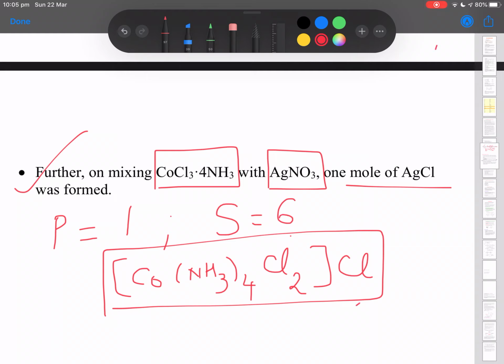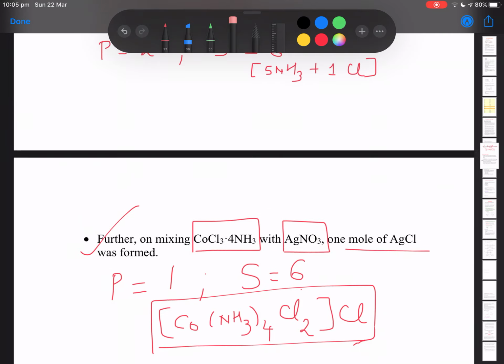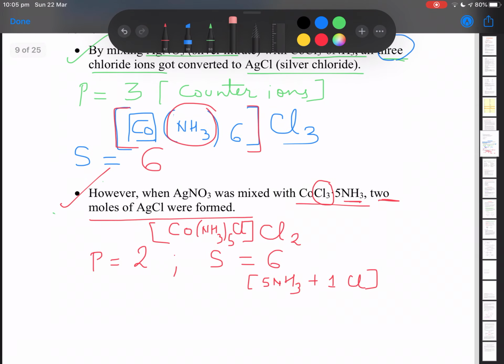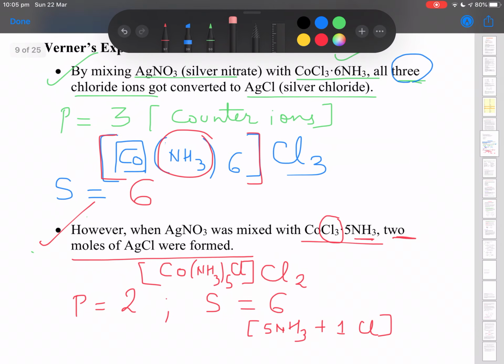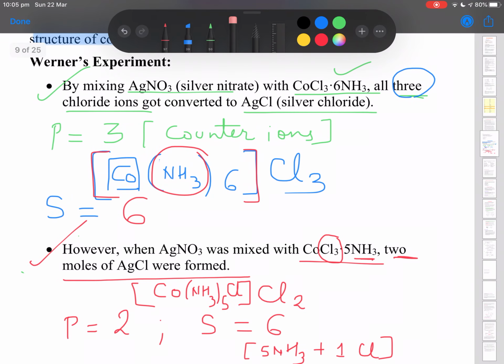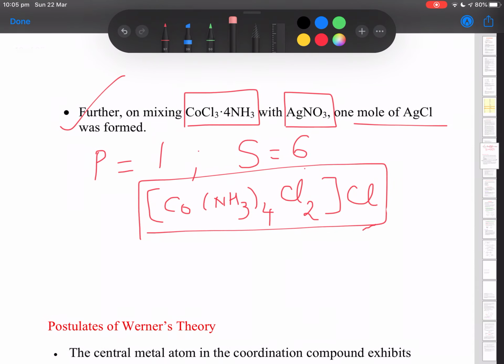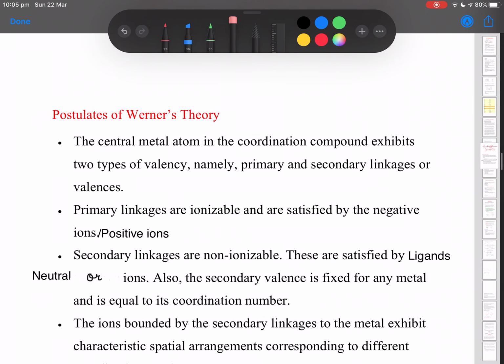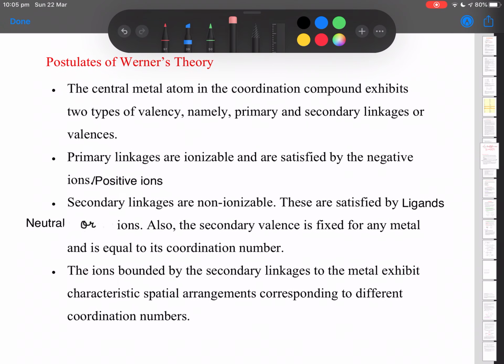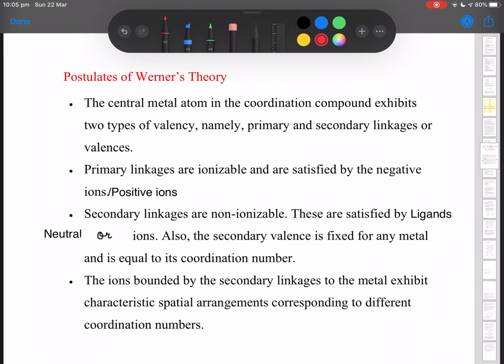So these 3 experiments which he conducted made very clear what exactly is meant by primary valency, what exactly is meant by secondary valency, and how the process of ionization actually occurs. So let us see what were the postulates of Werner's theory, which I have just written over here. Now see the first point. The central metal atom in the coordination compound exhibits 2 valencies. Those were the 2 terms which I have been using, primary valency and secondary valency. You can also call them linkages.